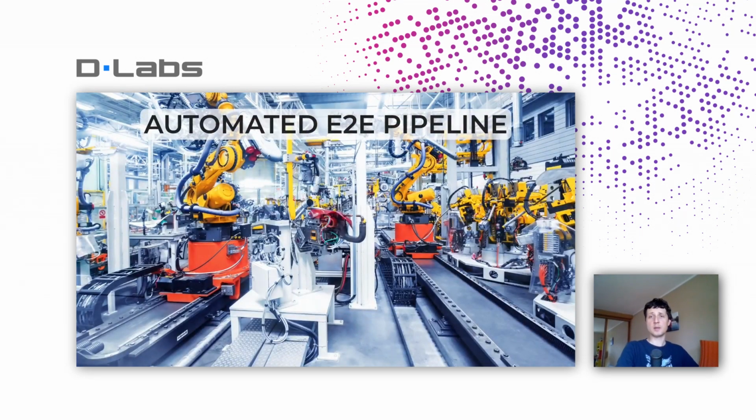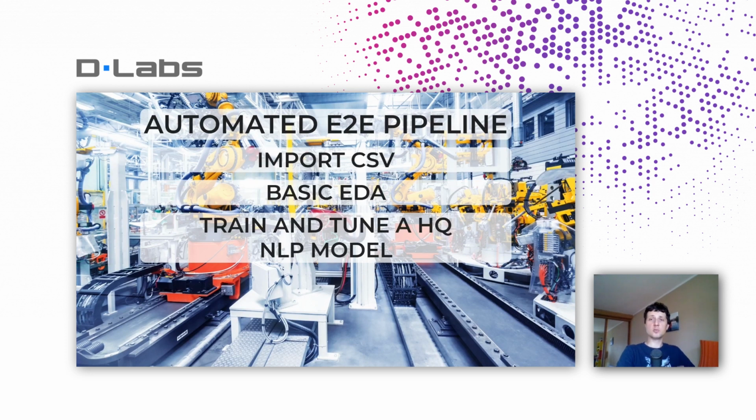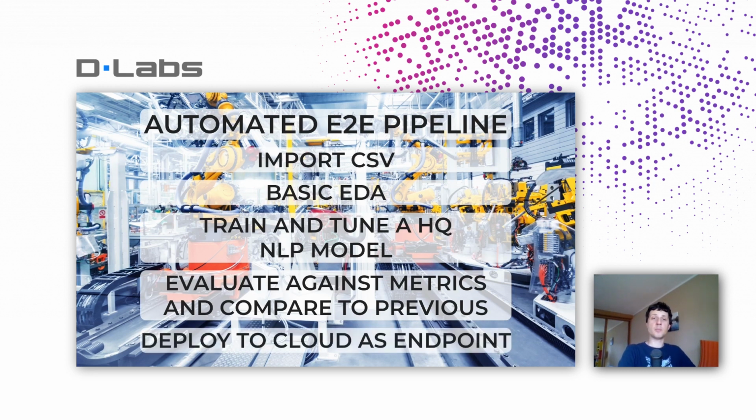For creating a model to solve the text sentiment analysis problem, we wanted to have an automated end-to-end machine learning pipeline. The pipeline is supposed to import the CSV, do some basic exploratory data analysis, train and tune a high-quality natural language processing model, then evaluate this model against a set of metric thresholds and also compare it to the previous best model trained. And we wanted the pipeline to finally deploy the best model to the cloud as an endpoint for serving live predictions.